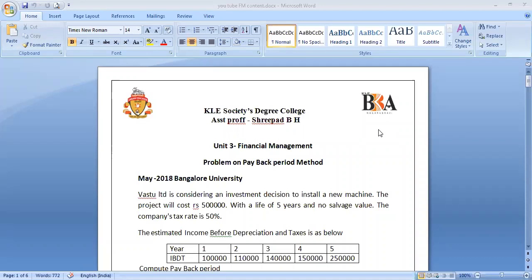So, as you see, the Vastu Limited is considering an investment decision to install a new machine. The project will cost rupees 5 lakh with a life of 5 years and no salvage value. The company's tax rate is 50%. The estimated income before depreciation and taxes is given for the 5 years.